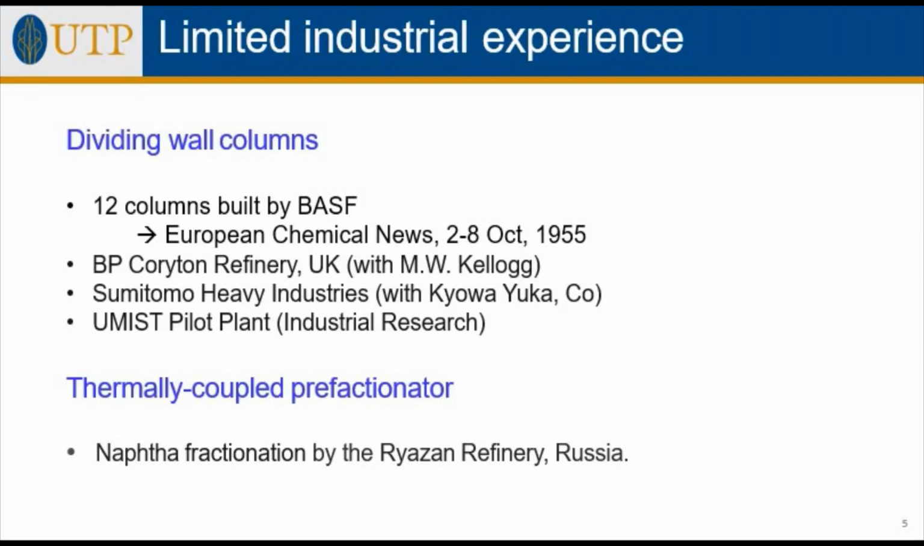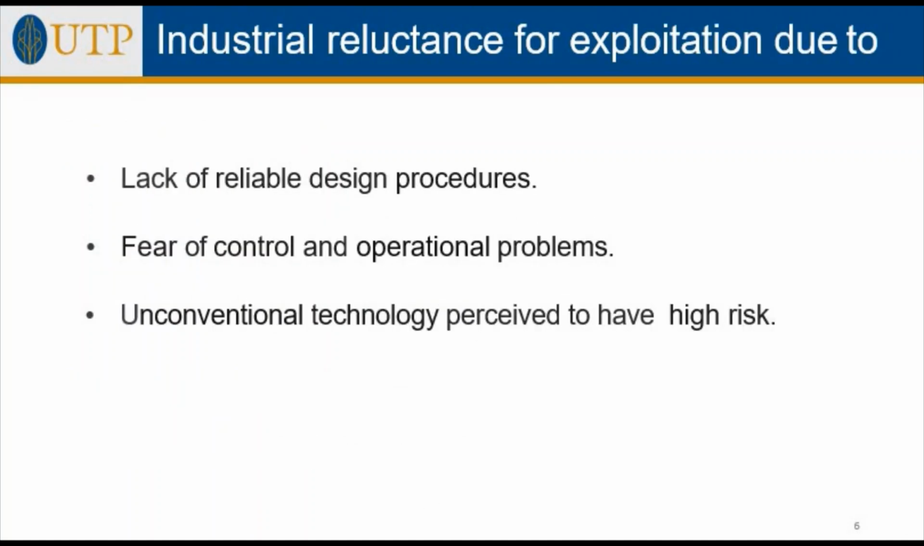However, dividing wall columns have limited industrial experience. Only 12 columns were built by BASF in 1955, as well as BP Kwinana Refinery, Sumitomo, as well as UOP's pilot plant. On the other hand, thermally coupled prefractionators are actually used in naphtha fractionation by the Ryazan Refinery, Russia. Besides, it is also facing industrial reluctance for exploitation due to lack of a reliable design procedure, fear of control and operational problems, and unconventional technology perceived to have high risk.